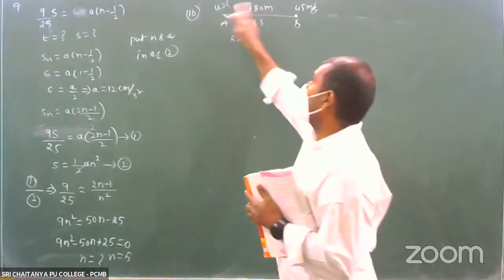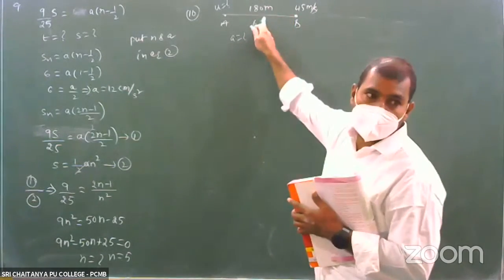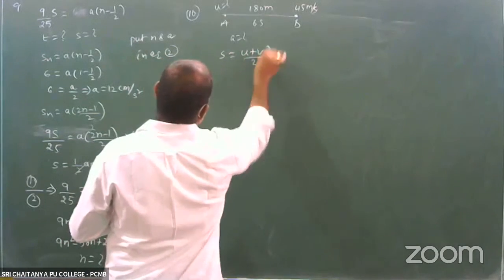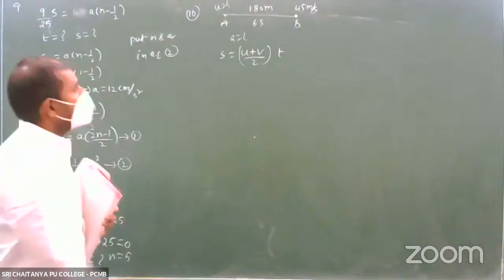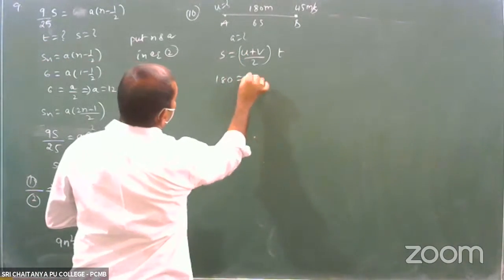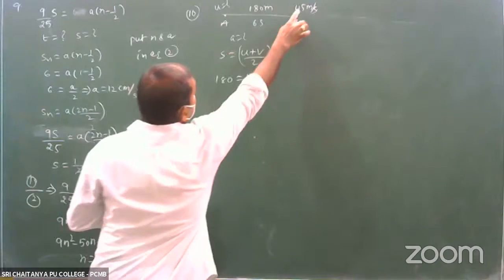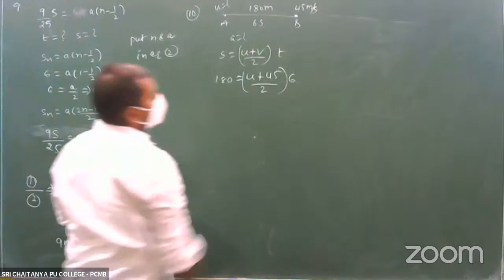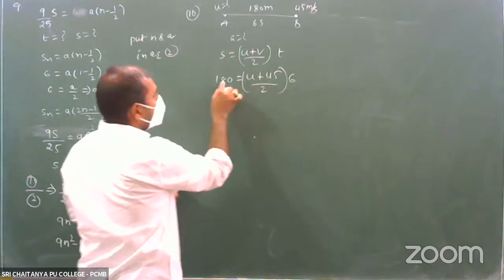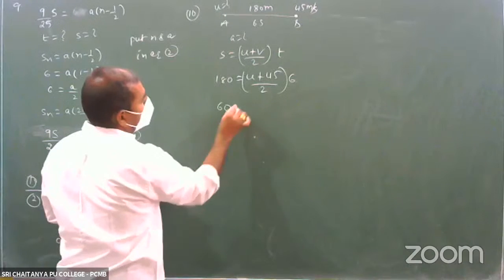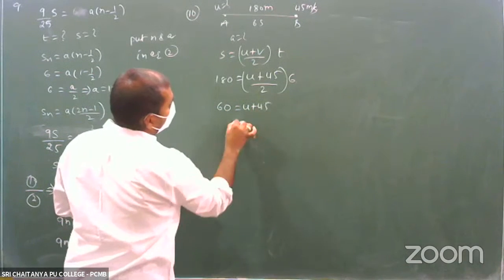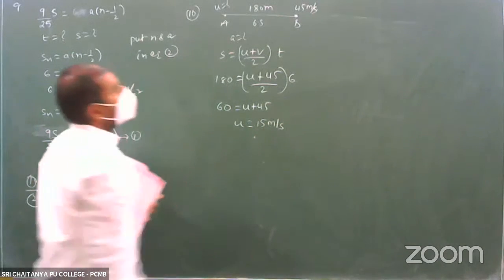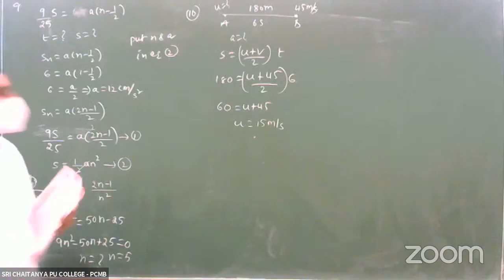Now the distance is given, the final velocity is given, and the time is also given. We have one formula: distance is equal to average velocity into time. Distance is 180, u we have to calculate, plus v, which is 45, by 2, into time, which is 6. 2 ones are 2, 2 thrice is 6, thrice 60. 60 is equal to u plus 45. Then u is equal to 60 minus 45, that is 15 meter per second.